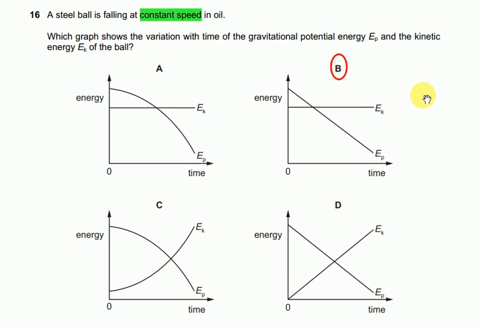So potential energy is mgh. So potential energy is directly proportional to height. So it's linearly proportional. So we can say that it's B. It's not a curve because potential energy is directly proportional to height. As the height decreases, the potential energy also decreases because it's directly proportional to height.